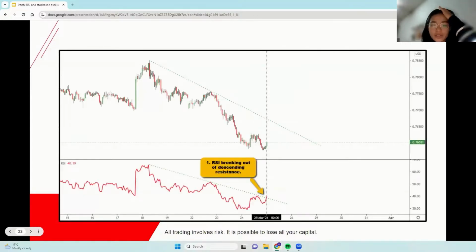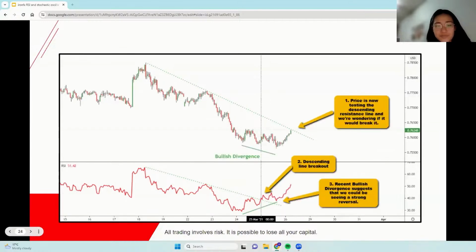Okay. We have another example here. So you can see we really have a lot of examples to go through today. But basically, in this example, price is moving in a descending trend line. RSI is breaking out of the trend line. And then subsequently, we can see that there is a bullish divergence. Price is making a lower low. RSI is making a higher low. So that's a bullish divergence.